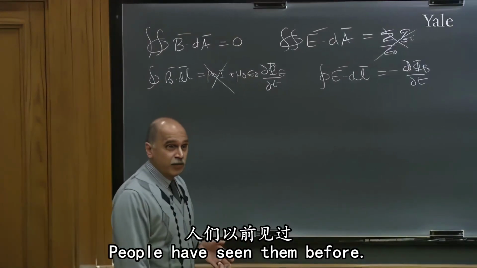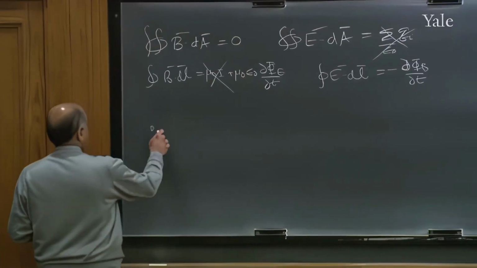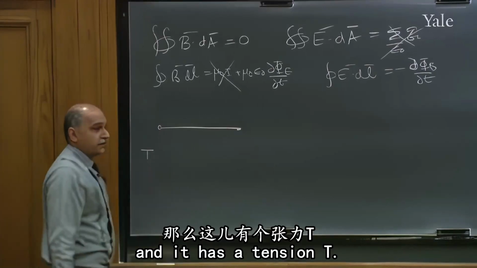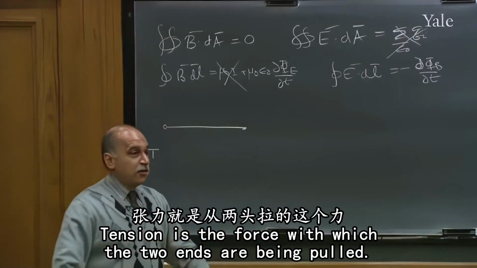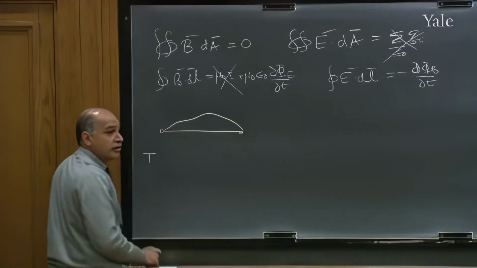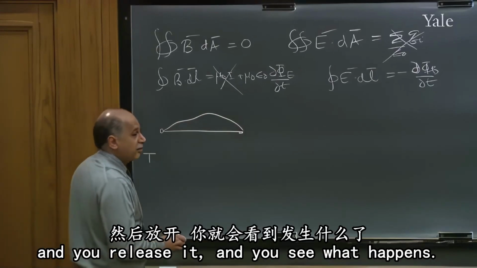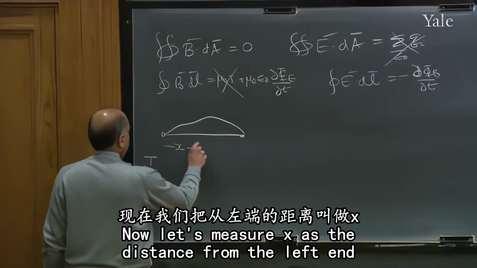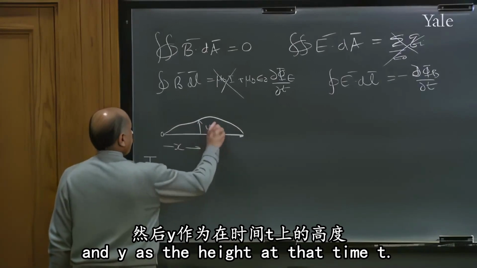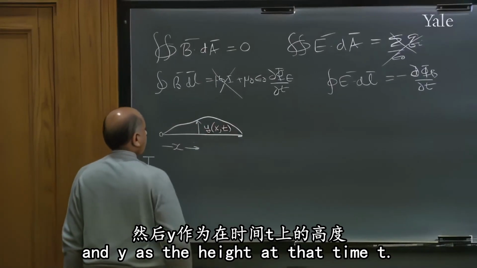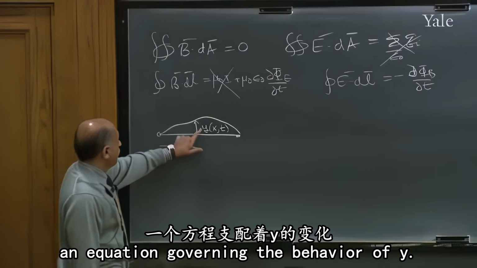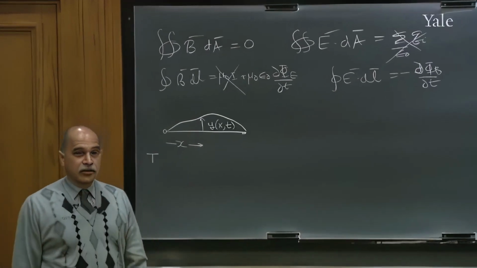People have seen them before. Here's the simplest example. You take a string, you tie it between two fixed points, and it has a tension T. Tension is the force with which the two ends are being pulled. Then you distort it in some form, and you release it, and you see what happens. Now let's measure x as the distance from the left end, and y as the height at that x at that time t. The wave equation gives an equation governing the behavior of y. It tells you how y varies.